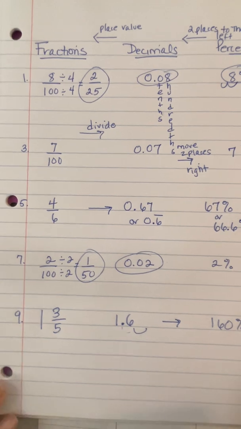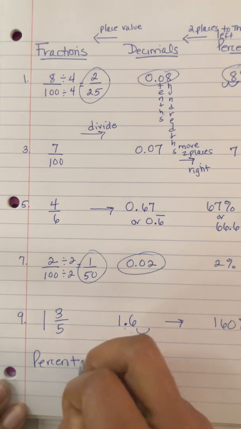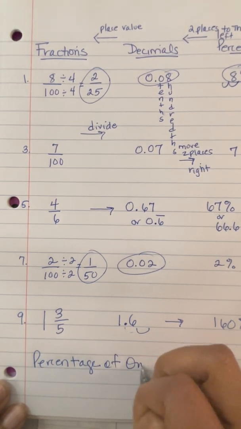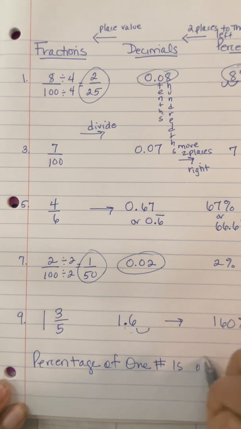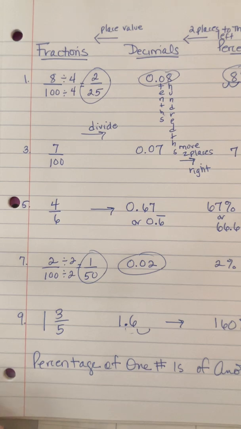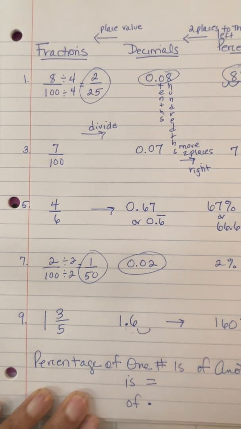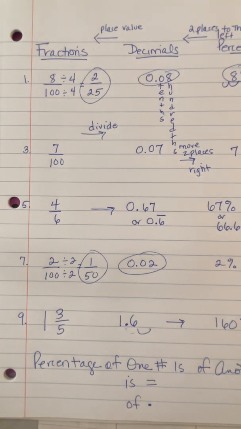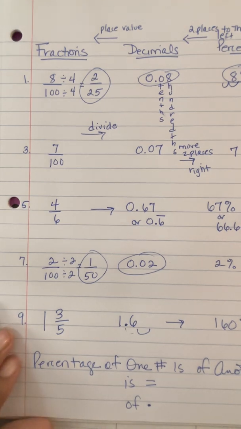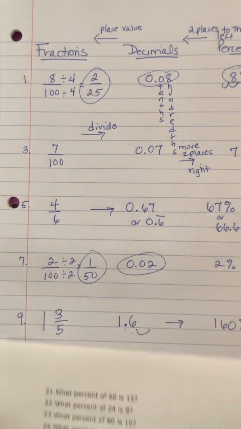Next we will talk about the percentage of one number is of another number. The is over of. When you see the word is, I want you to think equal. When you see the word of, I want you to think multiply. A lot of students talk about the is over of, as long as you know the is over of equals n over 100, but it depends on how the problem is written.